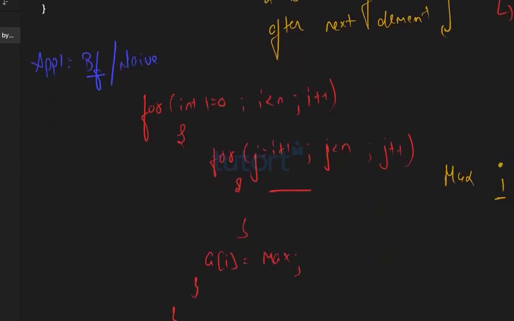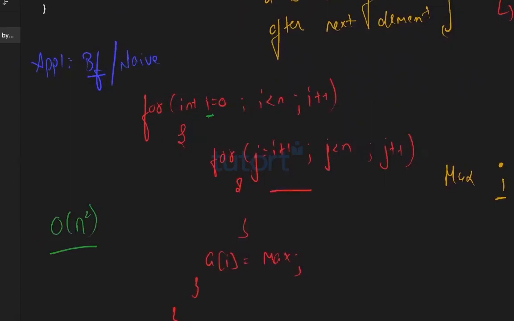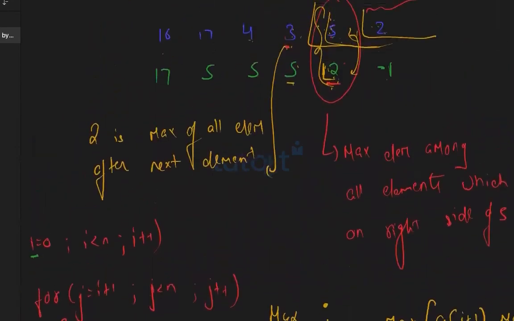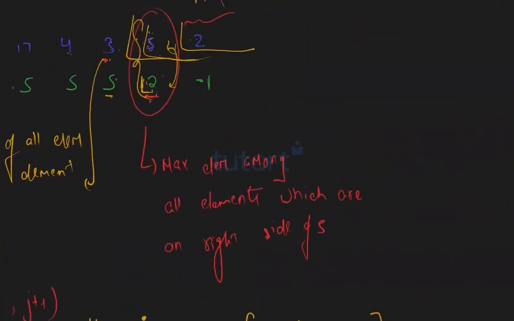In the brute force approach, the complexity we observed was order of n square. Why order of n square? Because for every element in the outside loop, we are processing almost every element in the inside loop. That's why the complexity is order of n square. And for the better approach, first, before going to the code, let's try to understand the approach first.